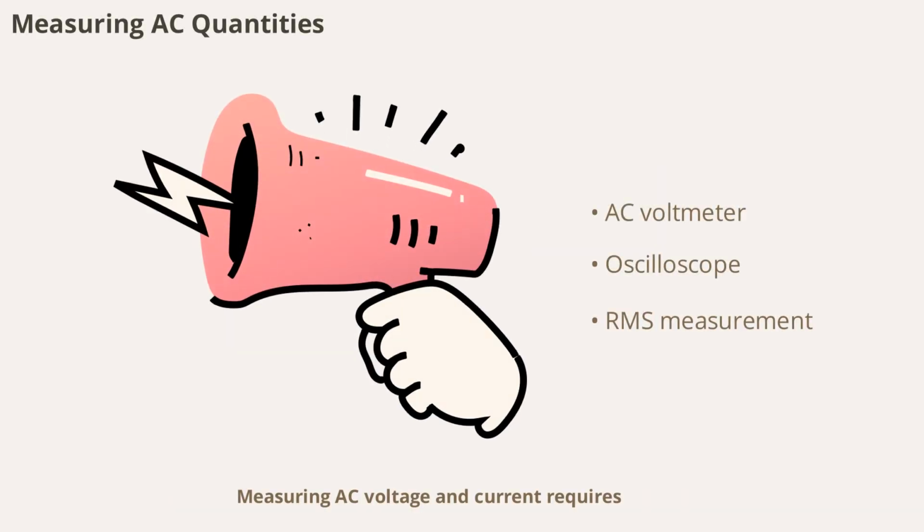Measuring AC voltage and current requires special instruments like AC voltmeters and ammeters, which are designed to read RMS values. Oscilloscopes are used to visualize waveforms and measure properties like frequency, amplitude, and phase. Accurate measurement is essential for diagnosing problems and ensuring the safe operation of electrical systems.